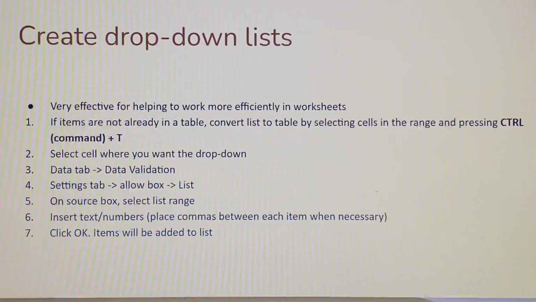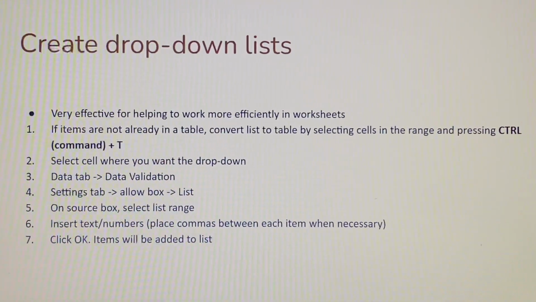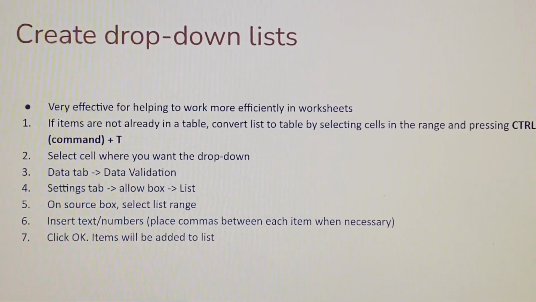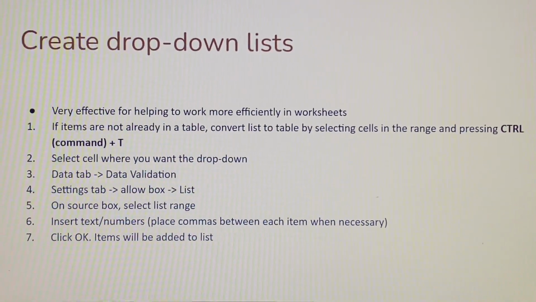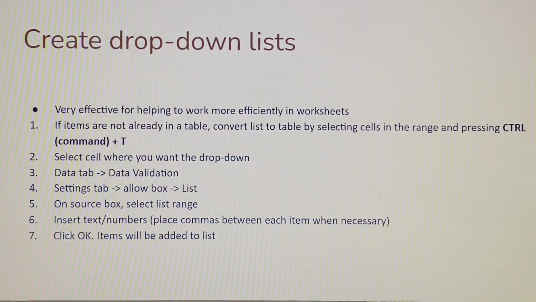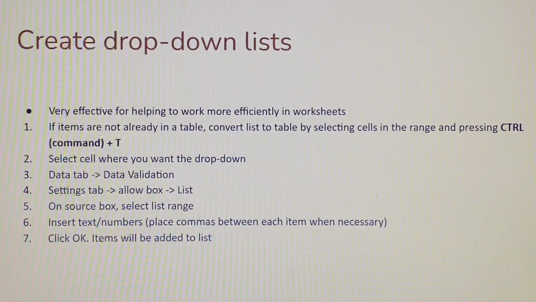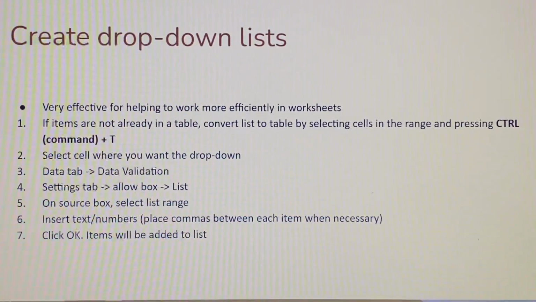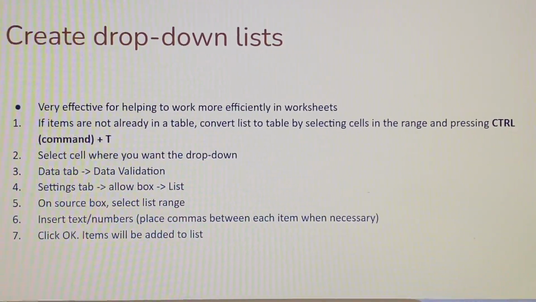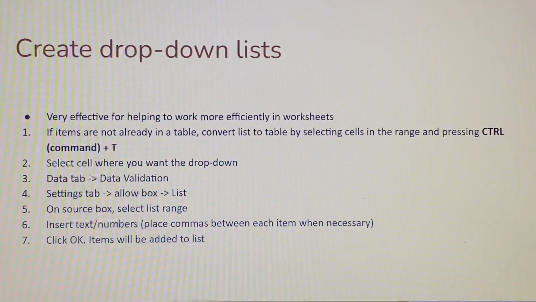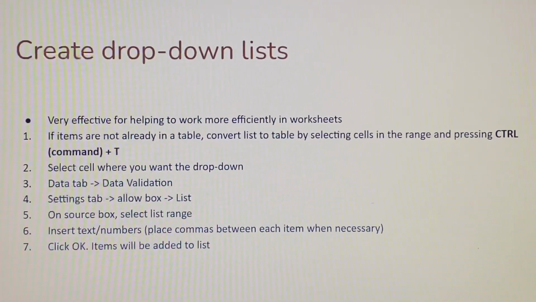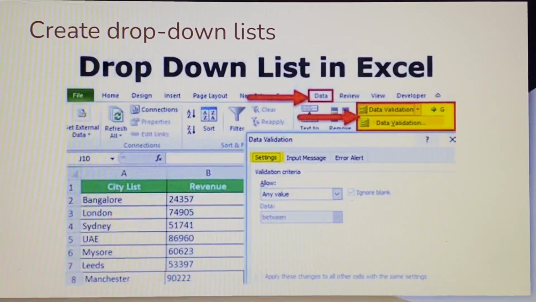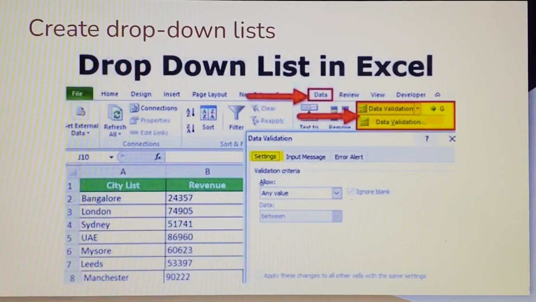And then next you're going to select the cell where you want the drop down, and then you're going to go to the Data tab and go to Data Validation, and then the Settings tab, Allow Box, and then List. And then in the Source Box, select the list range, or insert your text and numbers and place commas between them when necessary, and then click OK, and your items will be added to a list. And then here is a picture showing you how to do that.